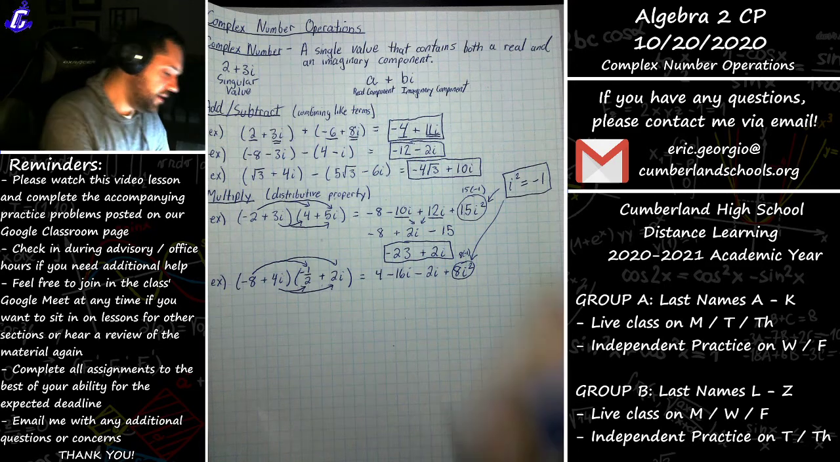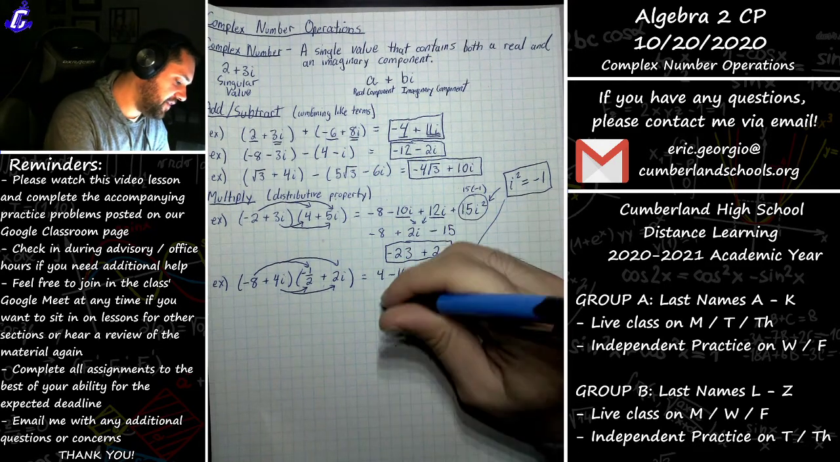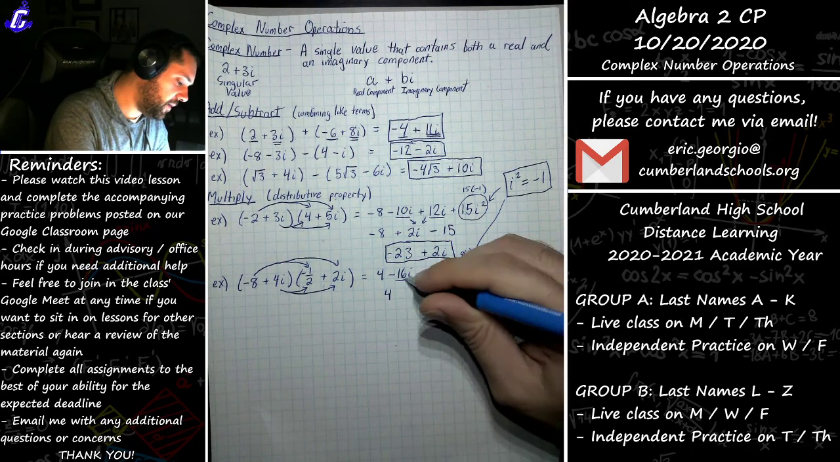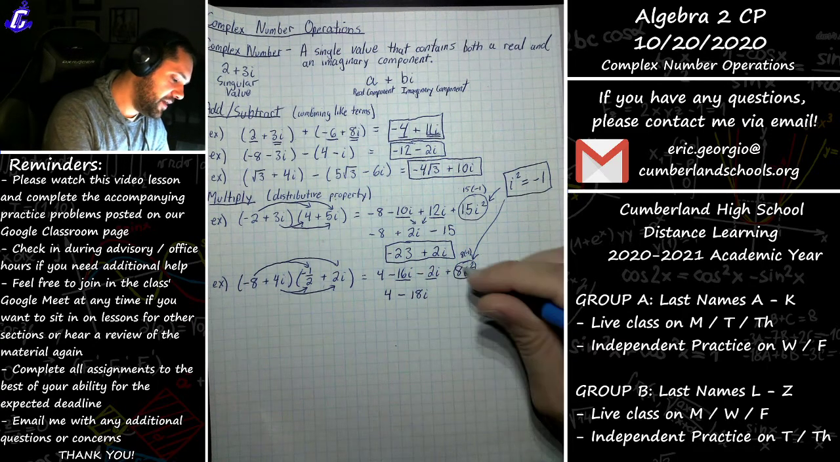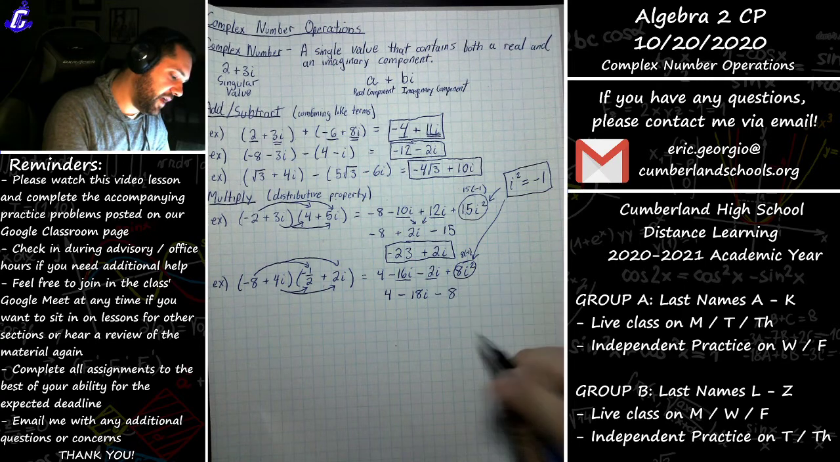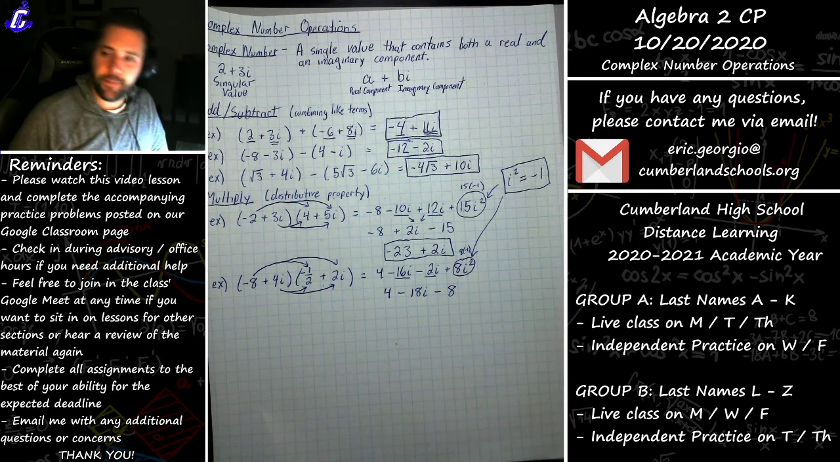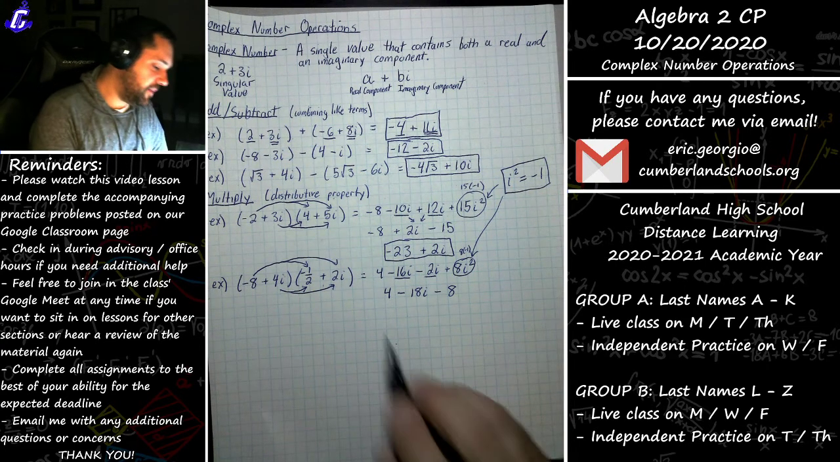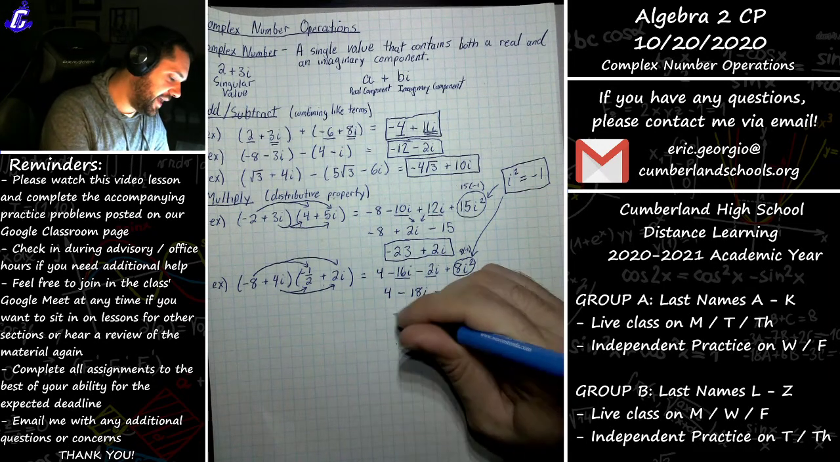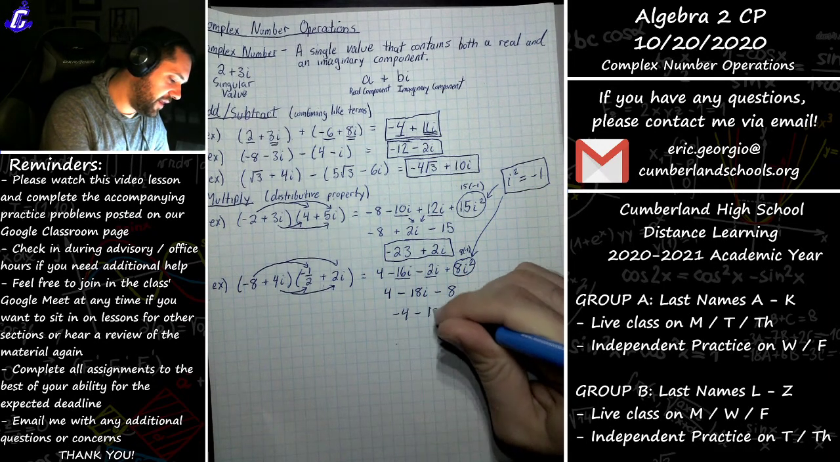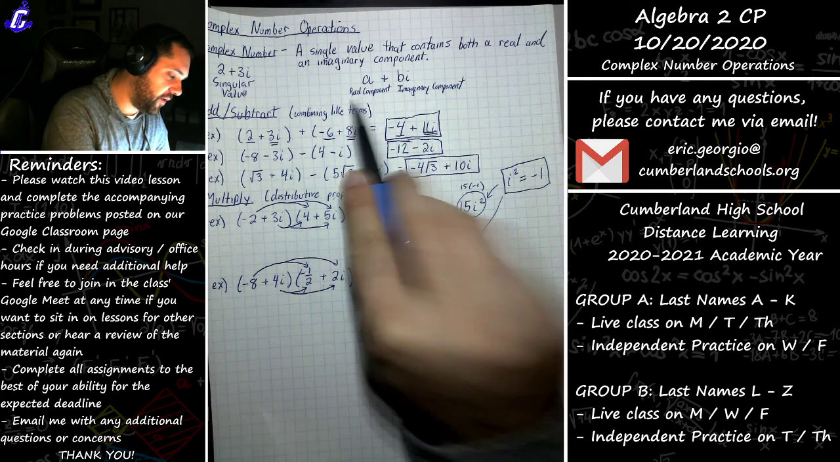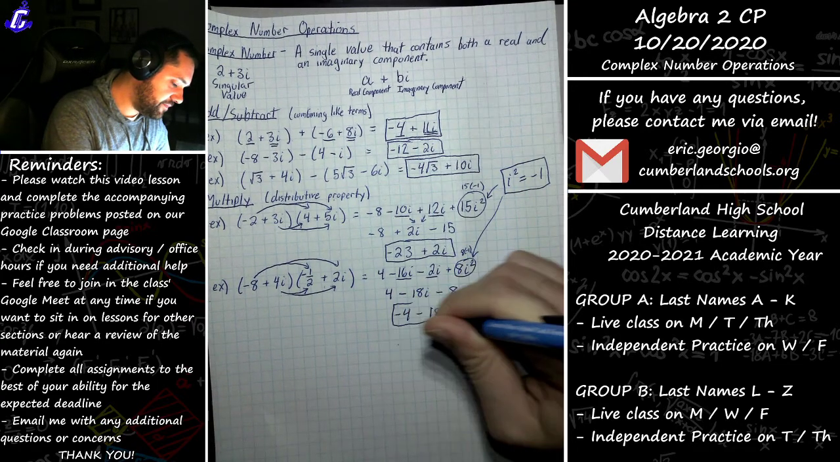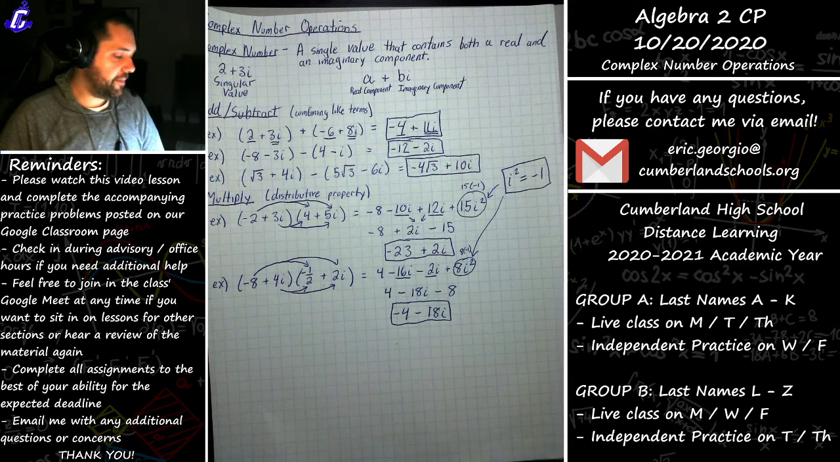In the next step, I'm also going to combine these like terms in the middle, so that gives us 4 minus 16i minus 2i minus 18i minus 8, right? 8 times negative 1 is minus 8. Lastly, let's combine these like terms. 4 minus 8 is negative 4, and notice how I'm going to write my final answer in this a plus bi form. The real number first, the i second. Just like that.